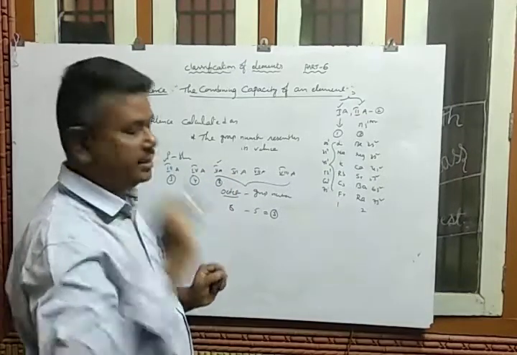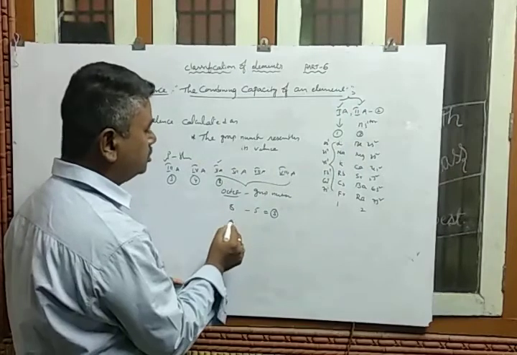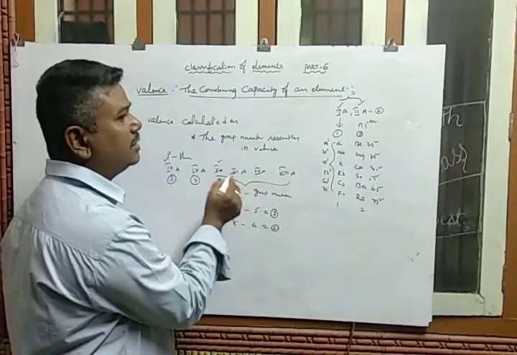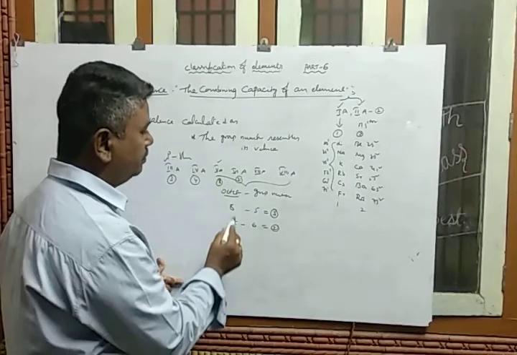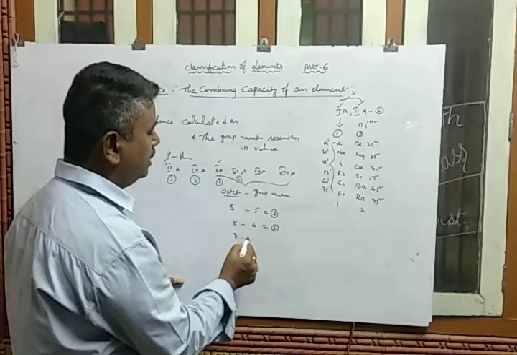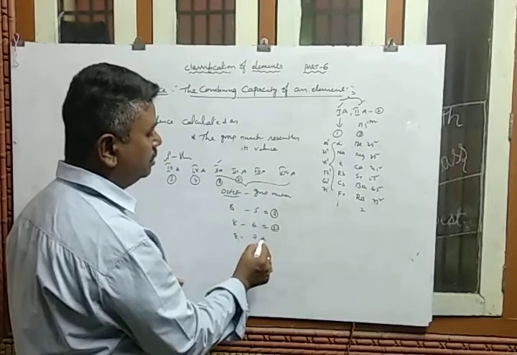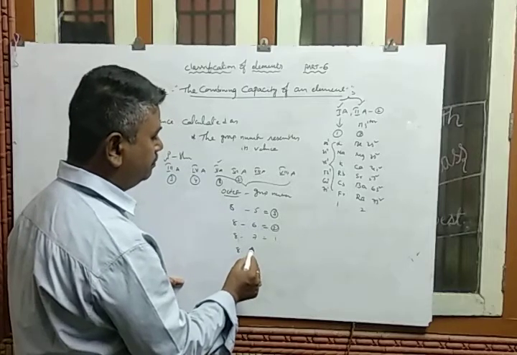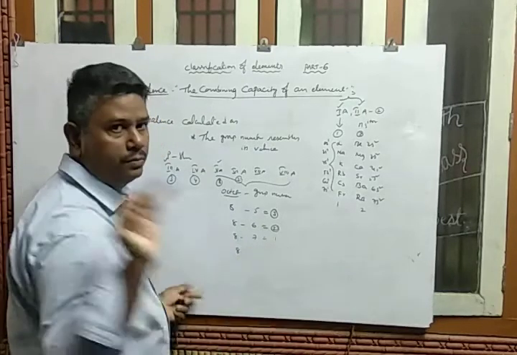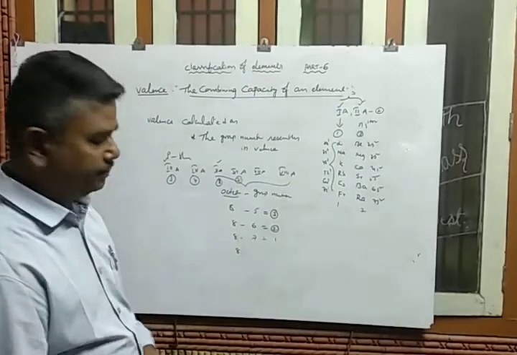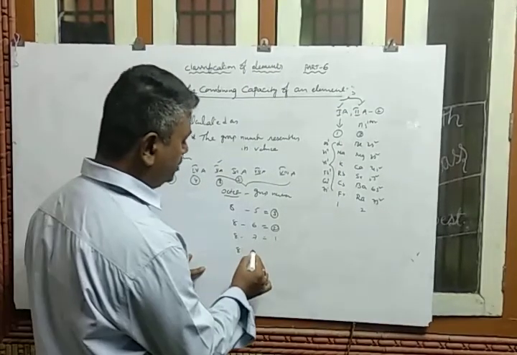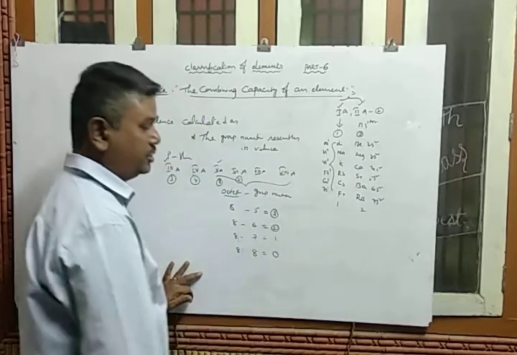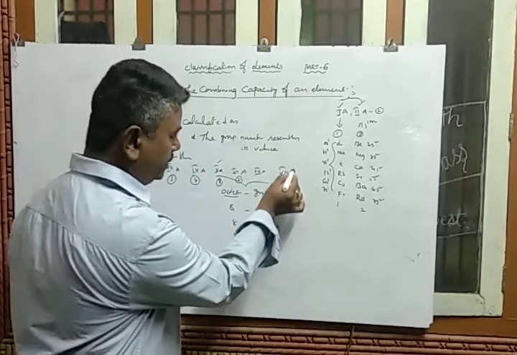That will be discussed later. In the case of the sixth group, 8 minus 6, that is 2. That means the sixth group elements' valency is 2. Whereas 8 minus 7 for the 7th group is 1. In the 8th group, how many valence electrons are there? 8 electrons. So the valency is considered 0. So for 8th group elements, the valency is 0.